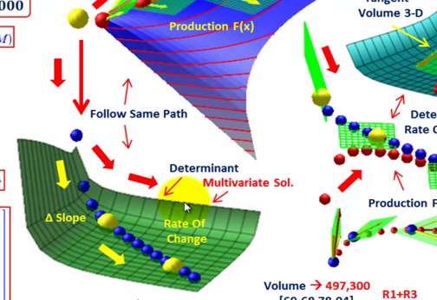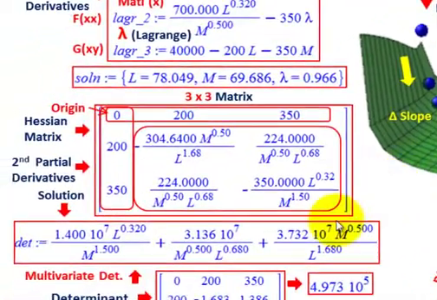So let's go down and look at that once more. Okay, so this is that green surface that I have graphed out. That is the multivariate solution of the determinant. It isn't exactly solved at any point here. It's just the general solution. You can see the complexity here.